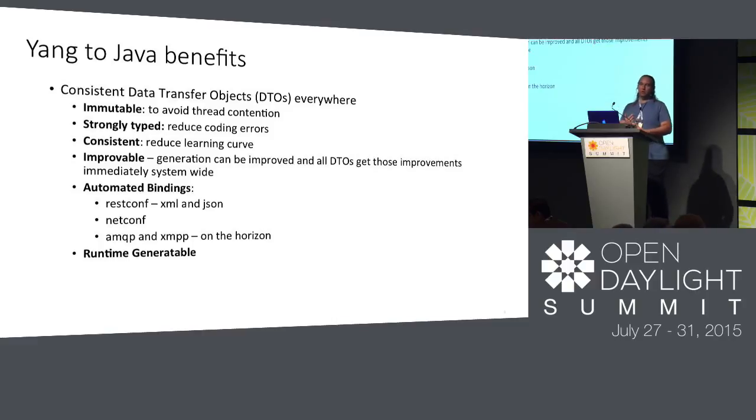And of course, we've already talked about automated bindings. And there's also some really cool magic that's fairly deep where it can actually do runtime generation from models that it discovers dynamically at runtime.